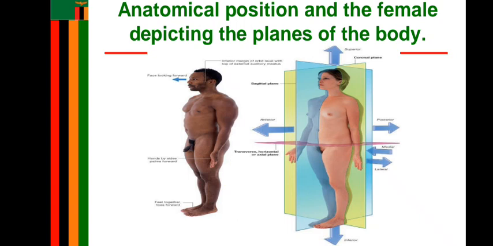If you look at the way a man is standing here, the head is facing forward. Then the hands are on the lateral sides, and the palms are also facing forward. Then the feet are closed, together, facing forward with the toes. Then when you look at this female here, this is where the anatomical planes are depicted. So we have what we call the coronal plane as well as the sagittal plane.